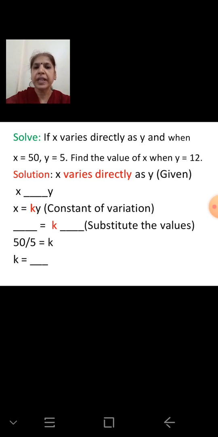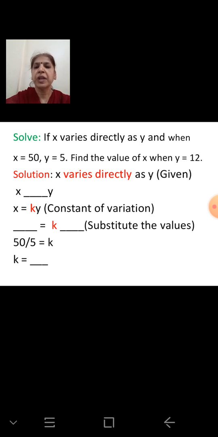Then we will write using the symbol of variation, that is alpha. x varies directly as y. Use the symbol, then change to an equation. x is equal to ky. Alpha is changed to equal to k. It means there is a constant number, that is the constant of variation k. Now substitute the values of x and y. x is 50, equal to k multiplied by y, that is ky, where the sign involved is multiplication, k into the value of y, 5. So it will come 50 equal to k into 5.